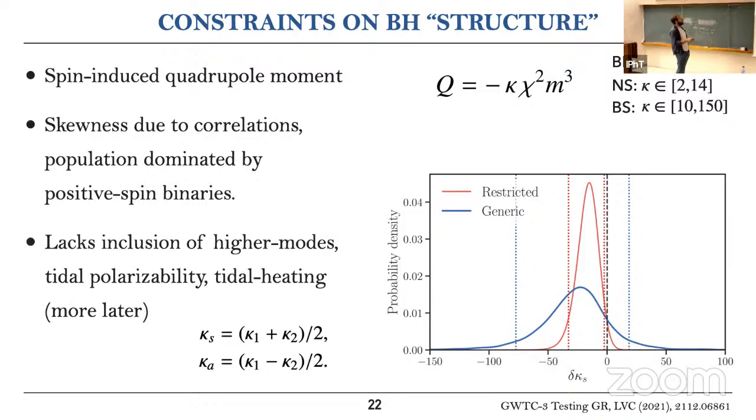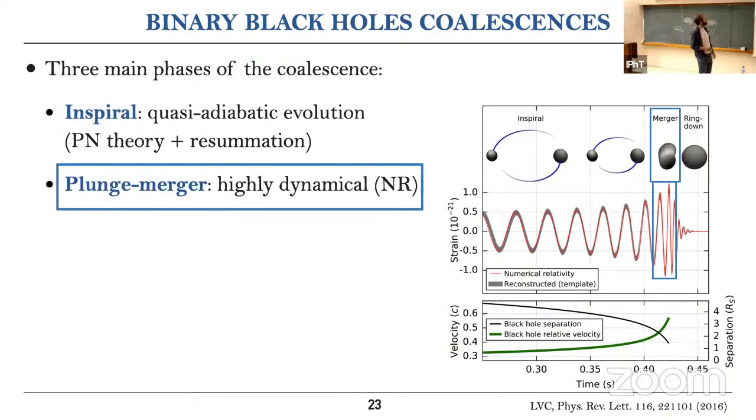Of course, to do a proper model of this, you would need to include higher modes, tidal polarizability, and tidal heating, which I'm going to discuss a bit more later. So this is not a complete model. It's just a model where you take one piece that you know in Kerr and you try to go away from it. But it is not a consistent beyond-Kerr model. Then there is the second phase, which is the most dynamical one.